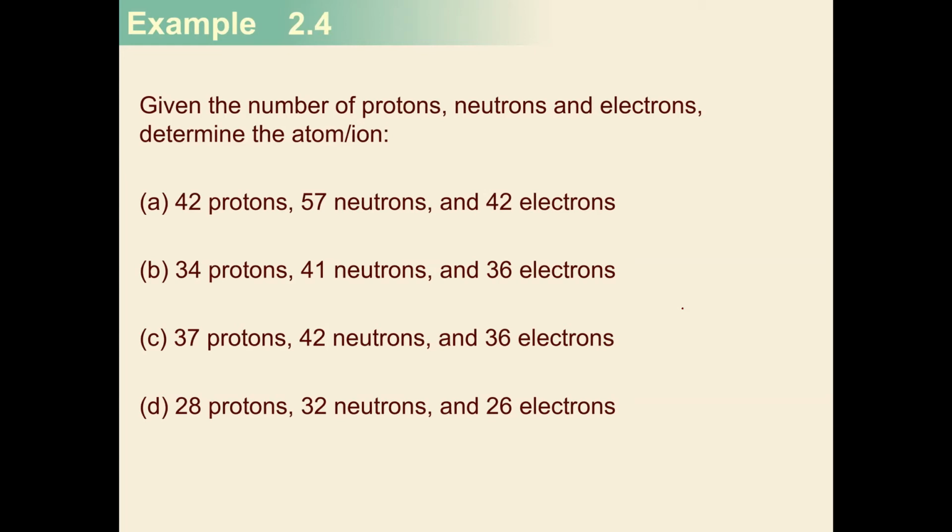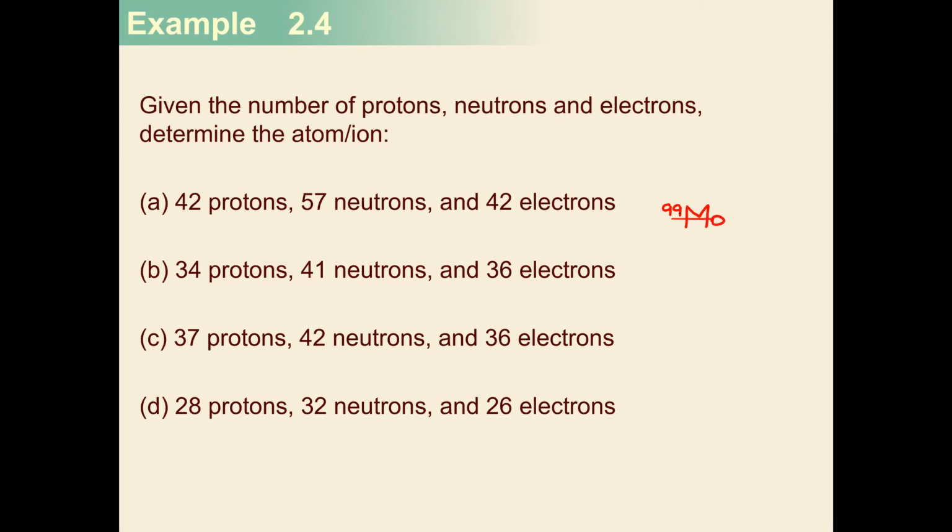If I have 42 protons, this is going to be the element molybdenum, Mo. So now the only thing I really need to do here is add the subatomic particles that are in the nucleus, and that's by adding 42 and 57, and that will end up with 99. So the atom that I have for this example is molybdenum 99.